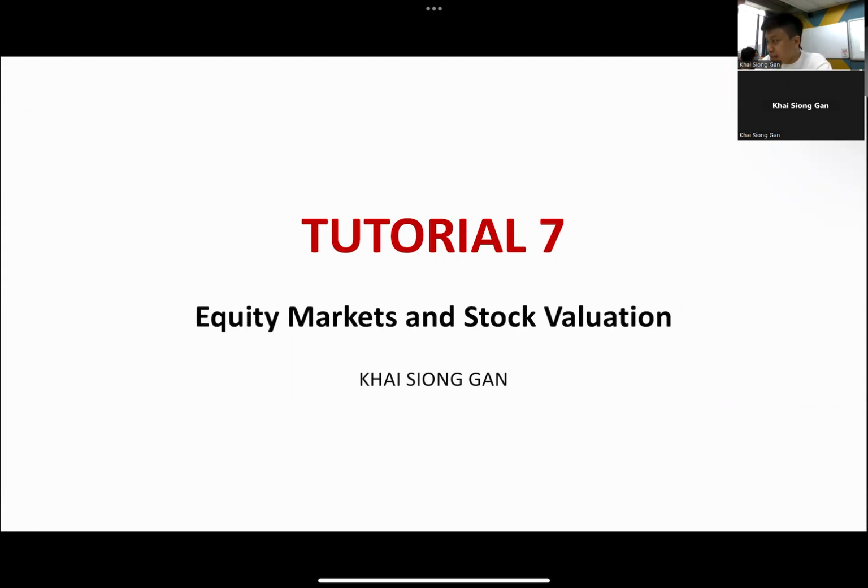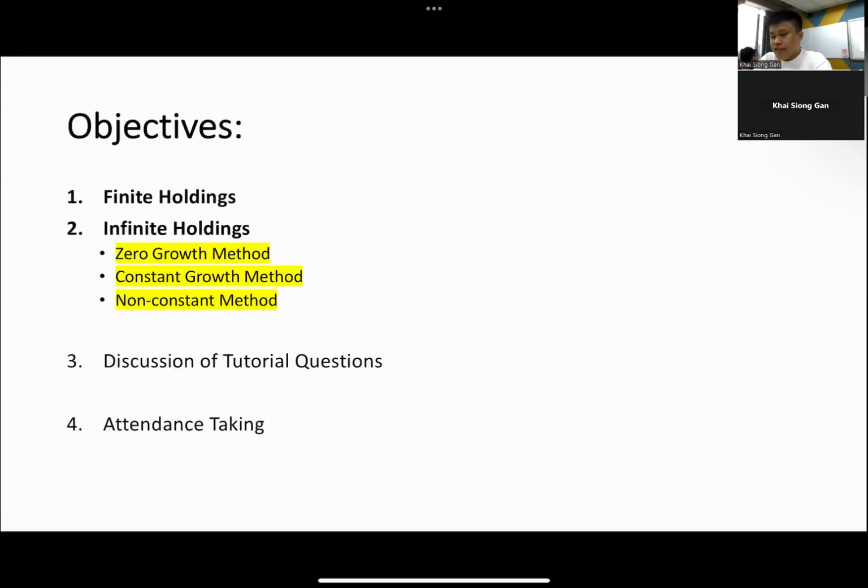Okay, let's begin today's class, tutorial 7, on the equity markets, the stock market, and stock valuation. So that's what we're going to look into for today's class. First of all, there are three things that you need to know in this topic, which are highlighted over here: the zero growth method, the constant growth method, and the non-constant growth method.